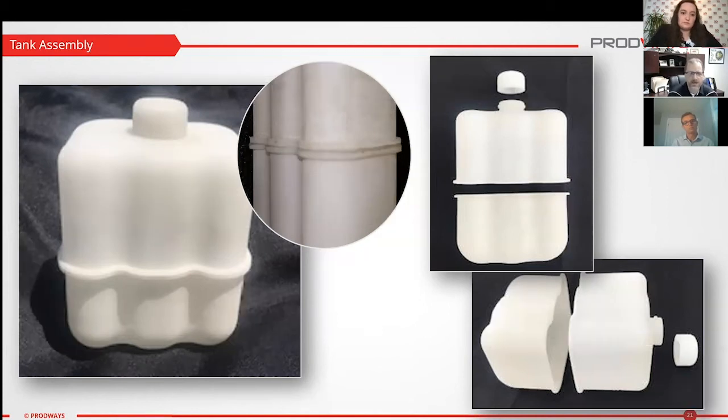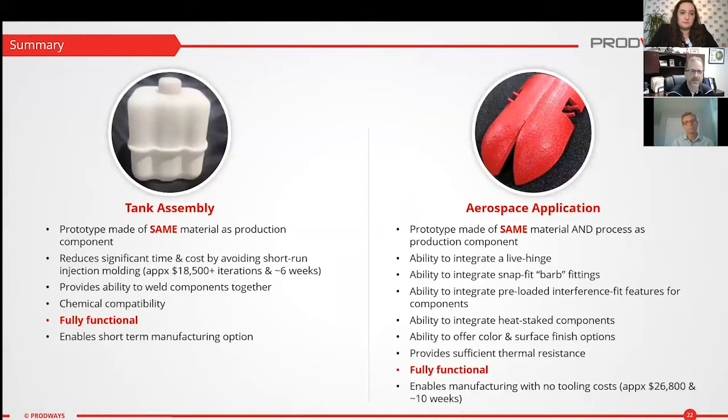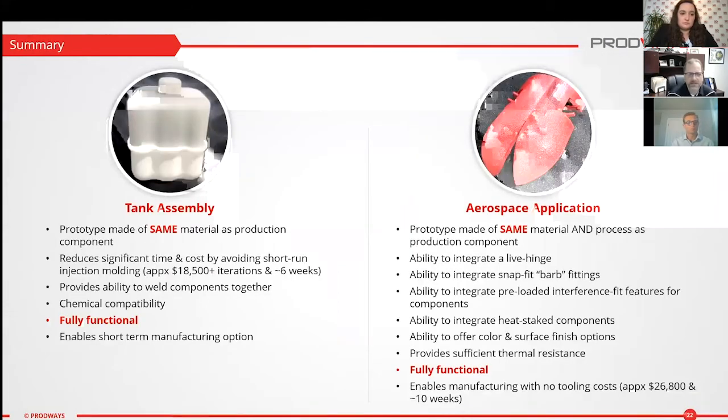So in summary of these two cases on the next slide, the tank assembly is exciting because it was built in the same material as production. Obviously, it allowed for a reduction in time and cost. We're estimating tooling about an $18,000 US dollar savings. We saved about 6 weeks. The chemical compatibility of PP speaks for itself, but this was a fully functional part that allowed for functional testing.